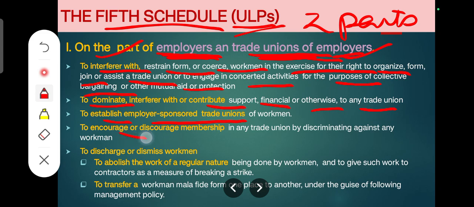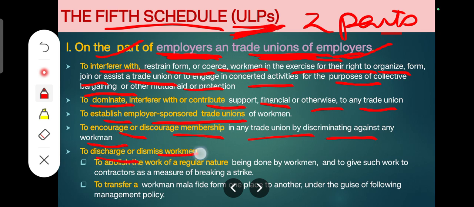To encourage or discourage membership of a trade union. They should not encourage, they should not discourage membership in the trade union. It is the wish of the workers to be a part or not of the trade unions. By discriminating against any workman: if a worker is a part of the union, they are giving a positive response; if the worker is not a part of a union, they are giving a discriminating response. All this leads to an unfair labor practice.